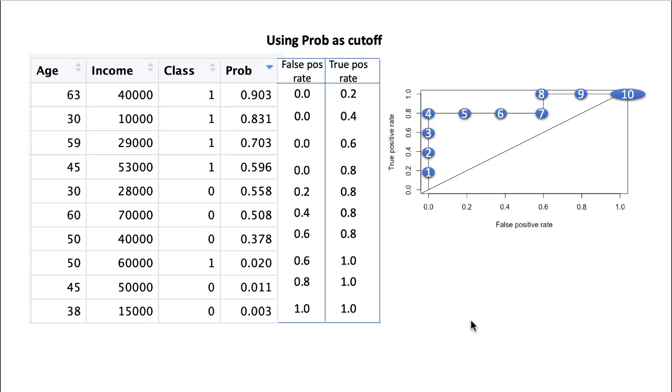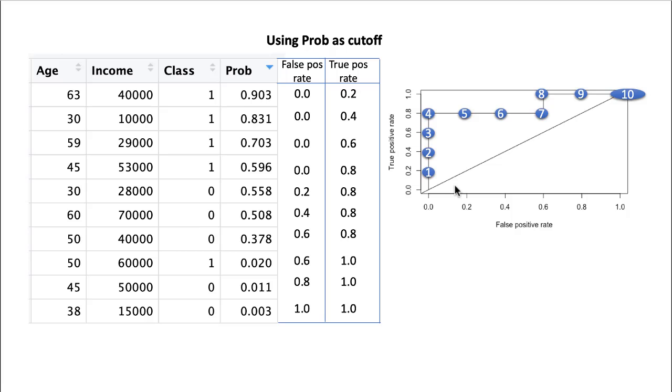So that's the idea of the ROC chart. You have your prediction model, and the model has calculated the probabilities. Then what you will ideally do is plot the ROC chart, and I'll show you how to do that. Once you plot it, it will give you a visual indication of what is a good cutoff point.